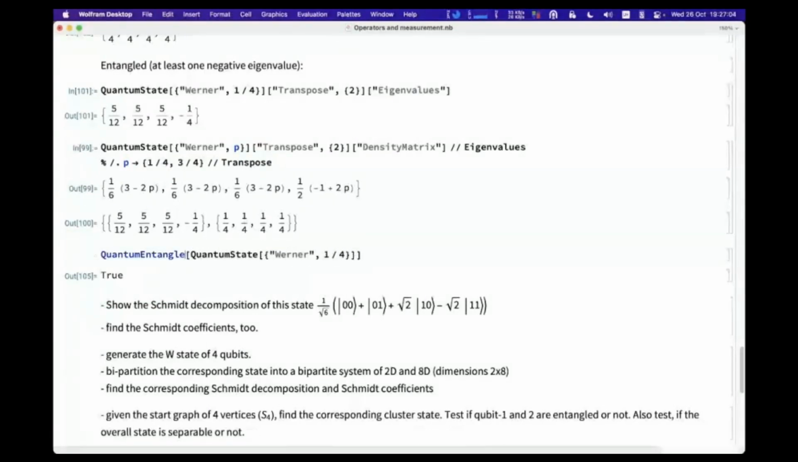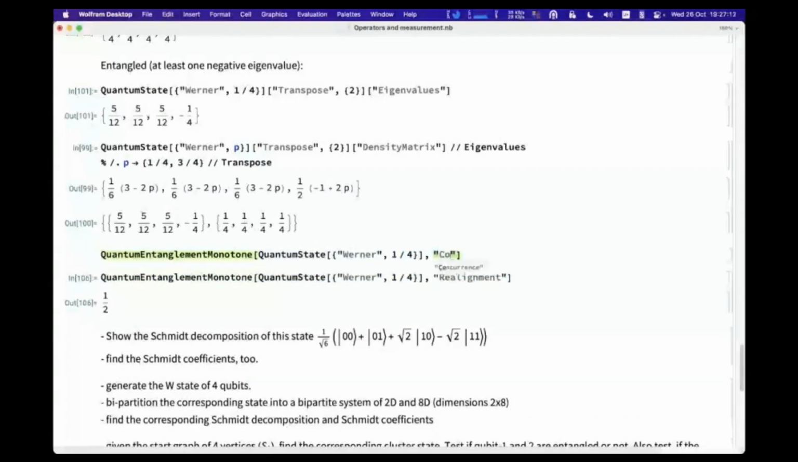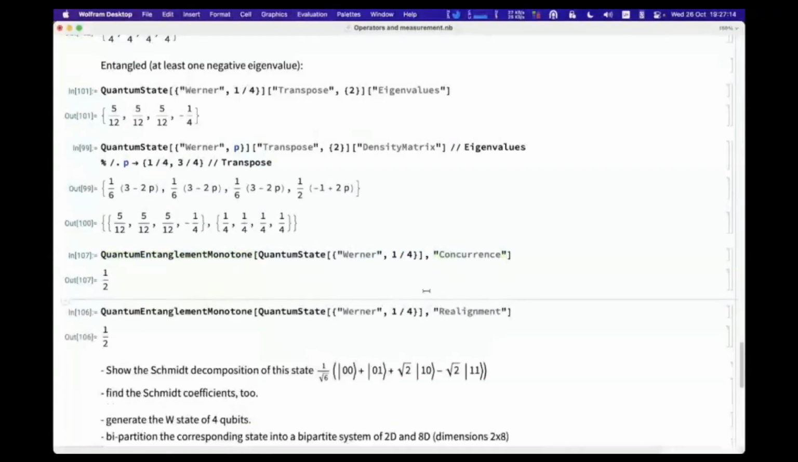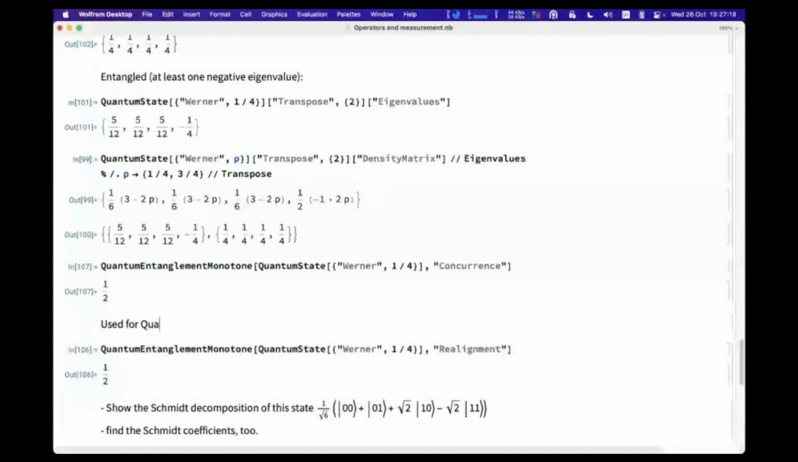For quantum entangled monotone, you can use different measures to calculate the entanglement. You can go with the concurrence, you can go with the Rényi entropy. Realignment is one of the most interesting ones, and that's the default one.